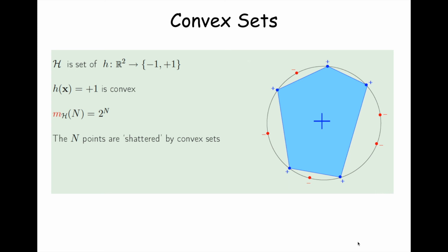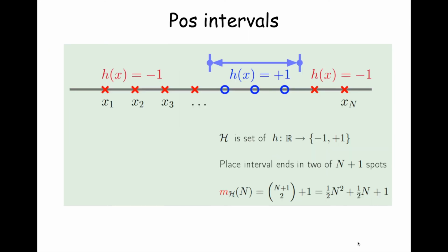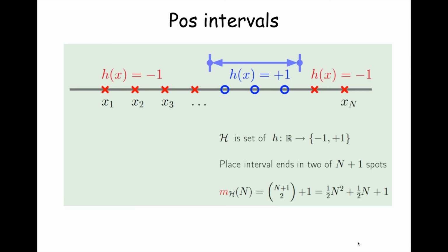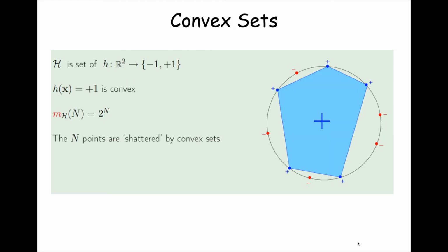Does that make sense? And so if we look at the convex set, that hypothesis, it's a lot more complex and it's a lot more expressive. It's perfectly expressive, if you think about it, relative to the positive interval, which is more expressive, but less than the convex sets, while the positive ray was the least expressive. And if we look at it, the growth function for positive ray is linear. The growth function for positive interval is quadratic. And the growth function for convex set is exponential in the sample size. Okay? All right. Any questions about this?